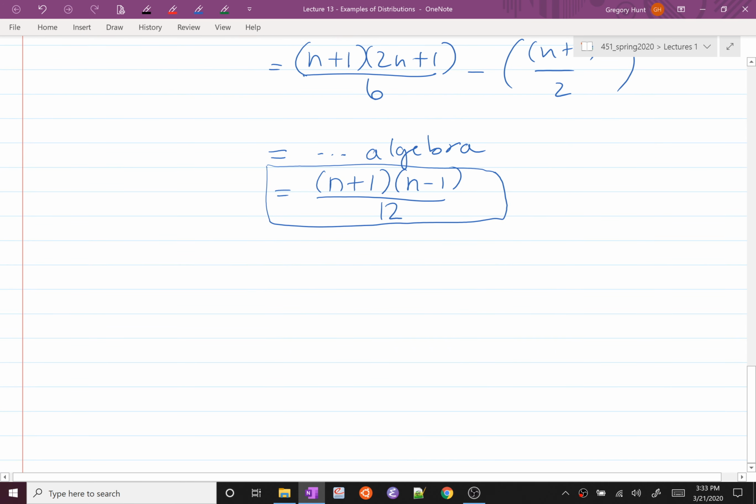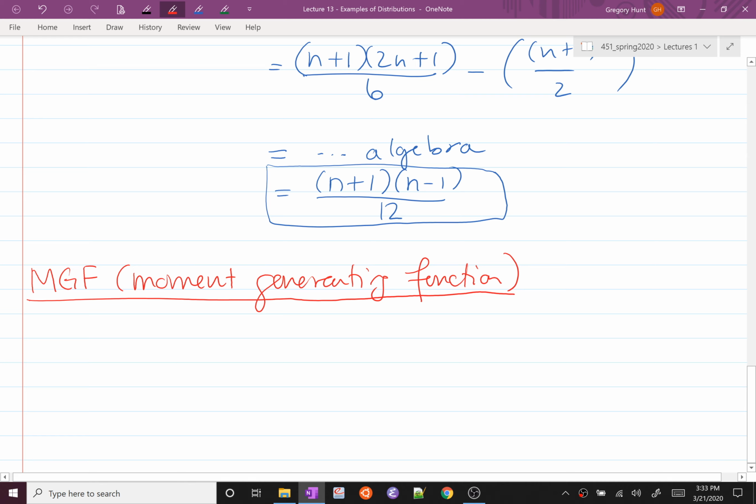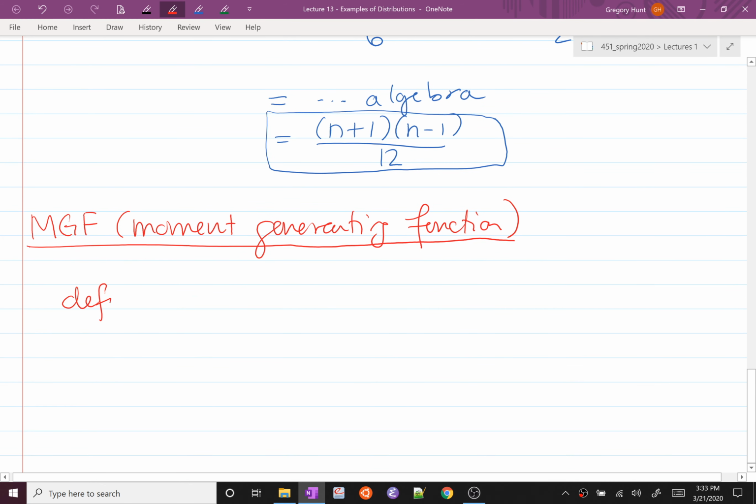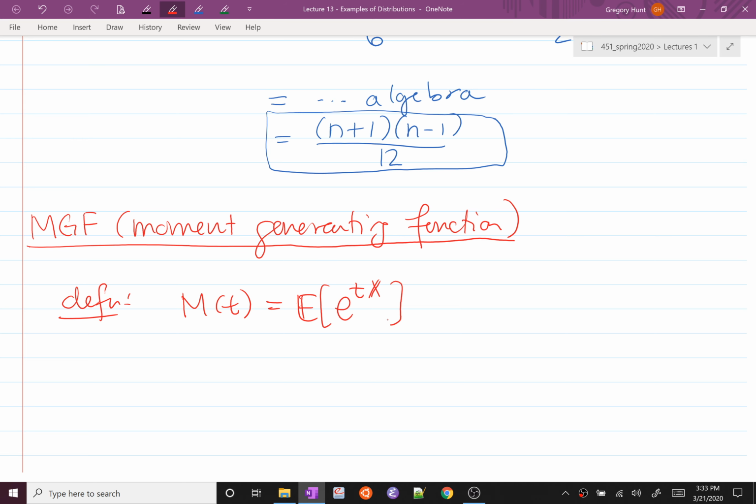So let's talk about moment generating functions. MGF stands for moment generating function. Our moment generating function, by definition, is M(t). t is just a real number. And M(t) is defined as the expected value of e to the tX. So it's some function, e to the t, of a random variable. But that's not too scary, right?